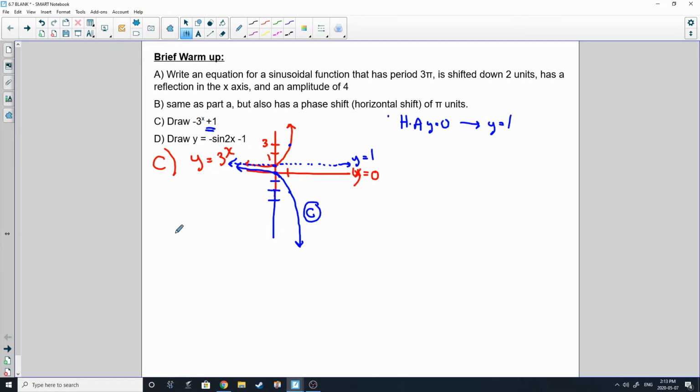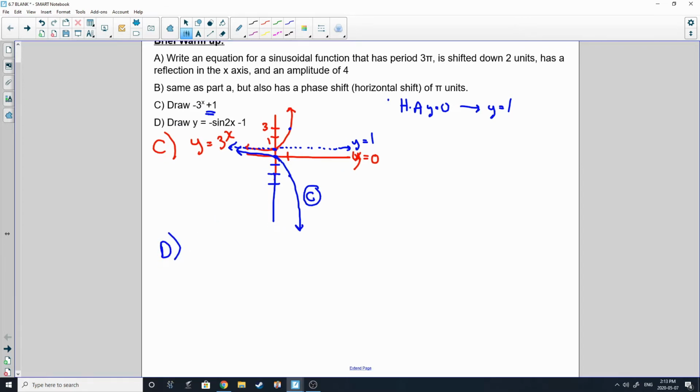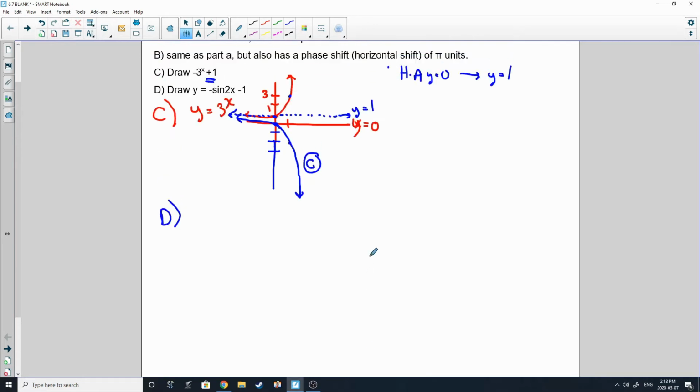So I'm thinking 3 marks possibly. Part D. Now in this unit, this is a sinusoidal question. Just a reminder, you can pull all the values out that you need. So the amplitude is -1. Now my b value is 2. As soon as you know your b value, don't forget to go grab the period right away.